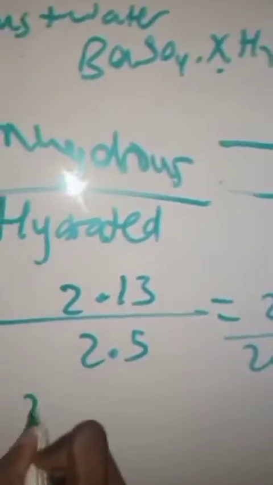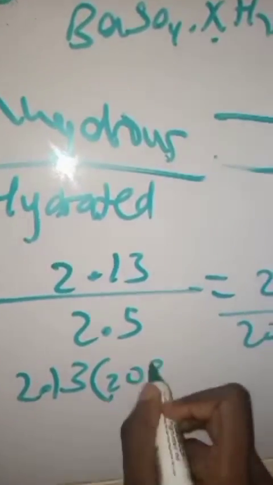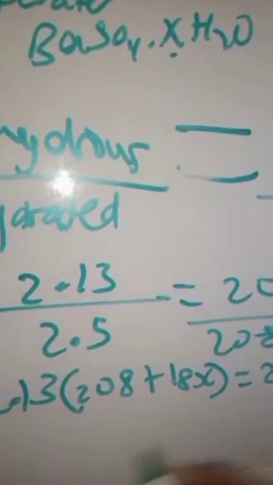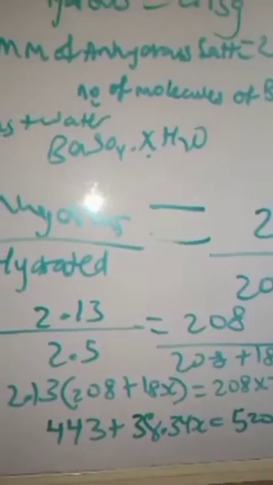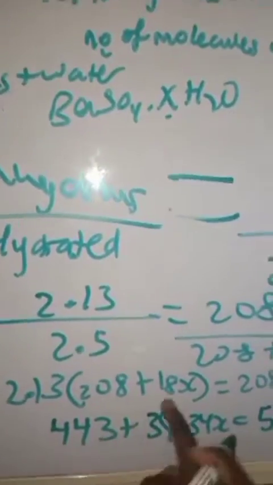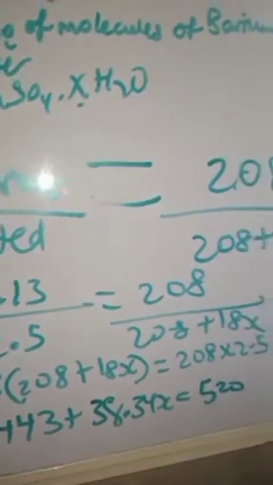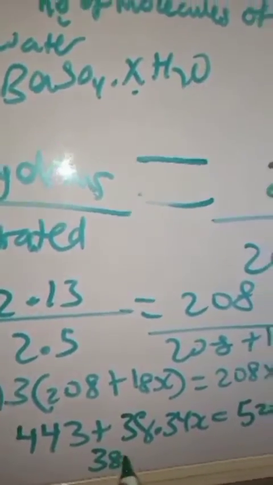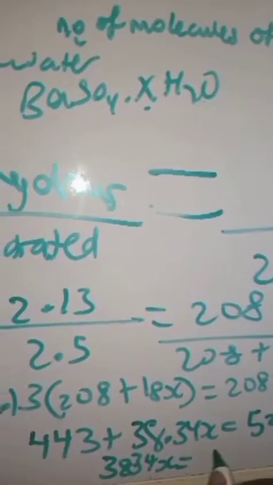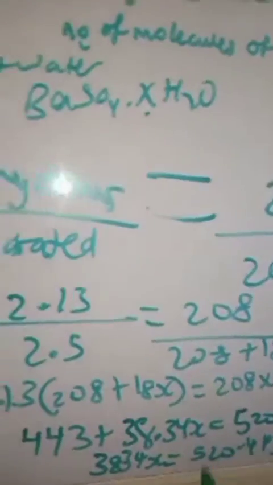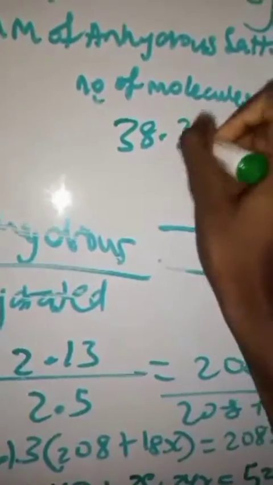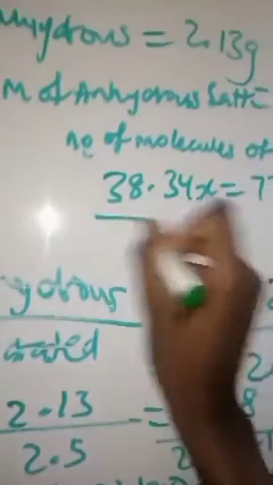So from here you just do what? Cross multiply. 2.13 into bracket 208 plus 18x to give us 208 times 2.5. So yes, let's solve it there. 2.13 times 208, that's what? 443. 2.13 times 18, that's 38.34. 208 times 2.5, that's 520. So just collect the like terms. 38.34x is equals to 520 minus 443. Yes, so let's just finish it up. 520 minus 443 should give you what? 77. 38.34x is equals to 77. So you divide both sides by this.